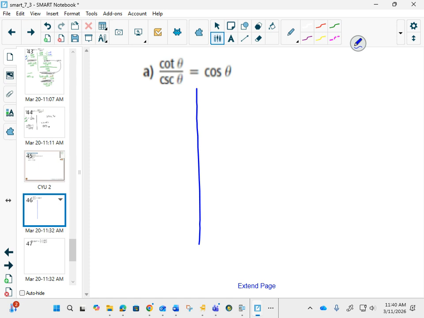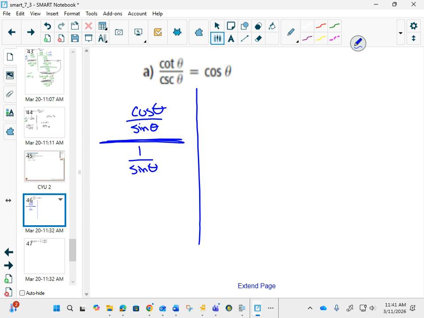Take a quick look. Do you see any shortcut strategies you want to use? If the answer to that question is no, I don't see anything yet, then use your main strategy. Main strategy, can you change things to sine and cosine? Well, I have a cotangent. I can change that to cos theta over sine theta. Here's my main dividing line. On the bottom, I have cosecant. Can I change that? Yeah, I can change that to 1 over sine. What about the right side? It's already cosine. Don't change it.